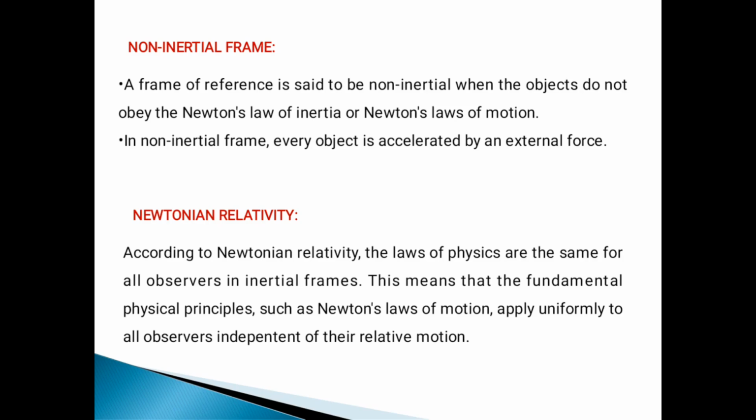In Newtonian mechanics, space and time are completely separable, and the transformation connecting the space-time coordinates of a particle is the Galilean transformation. Newtonian relativity is also known as Galilean relativity. According to Newtonian relativity, the laws of physics are the same for all observers in inertial frames. This means that fundamental physical principles such as Newton's laws of motion apply uniformly to all observers regardless of their relative motion.